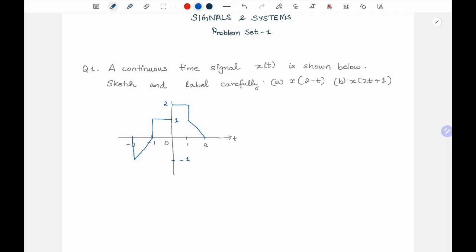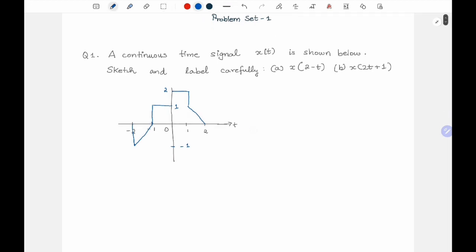So let's get started. The first question is, a continuous time signal x of t is shown below. This is the signal. They're asking to sketch and label carefully x of 2 minus t and x of 2t plus 1. So they have given it as x of t, and we need to plot x of 2 minus t and x of 2t plus 1. First let us try to plot x of 2 minus t.